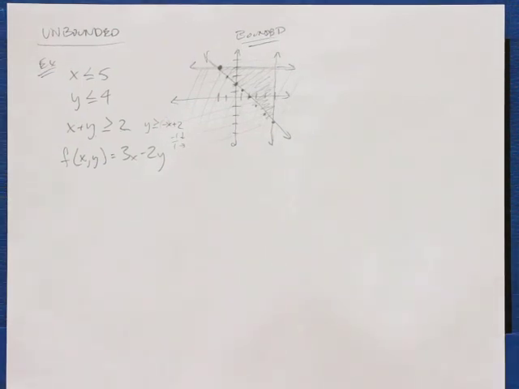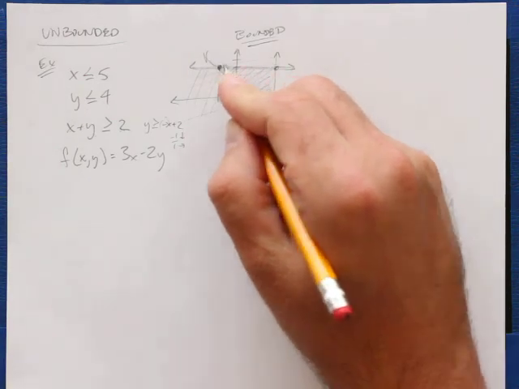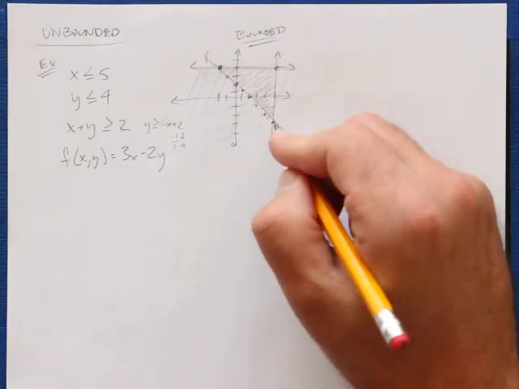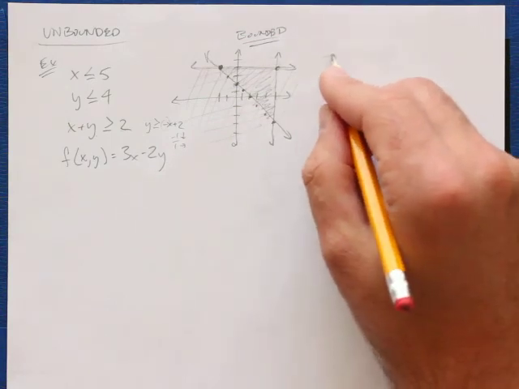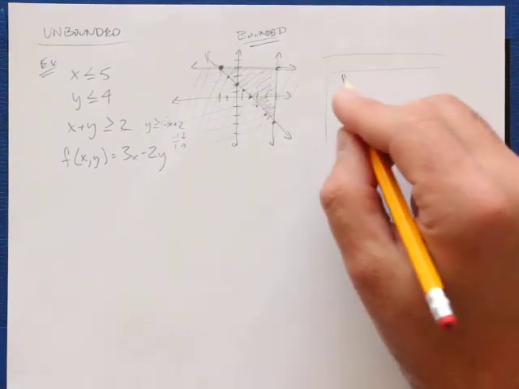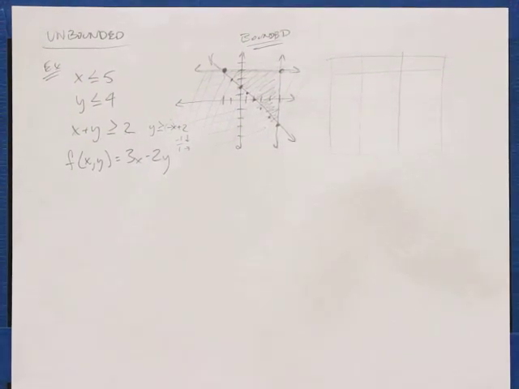I think I'm going to come back with an unbounded example. But you can finish this one out. Find these 3 points, and then do your chart. And so you can go ahead and do that, and I'll come back in the next video with an unbounded example.